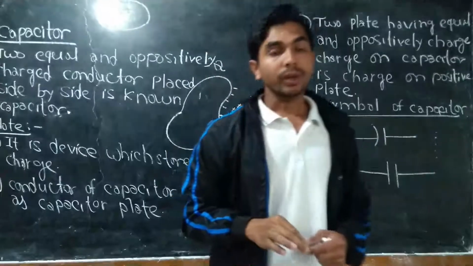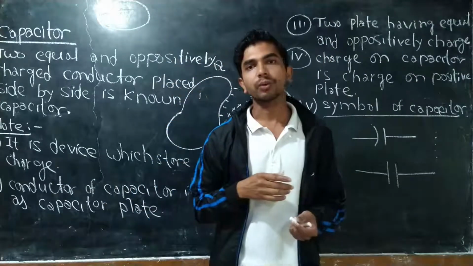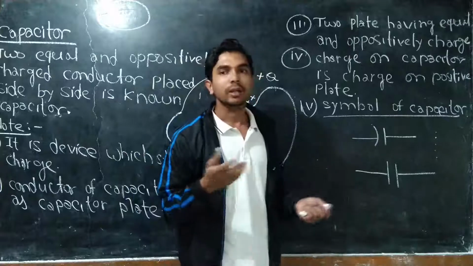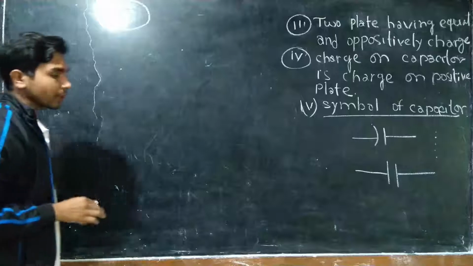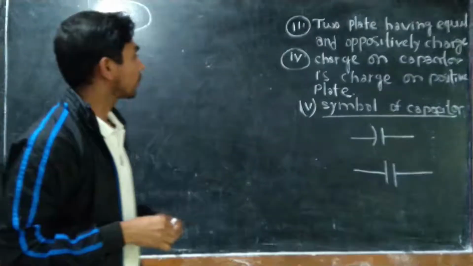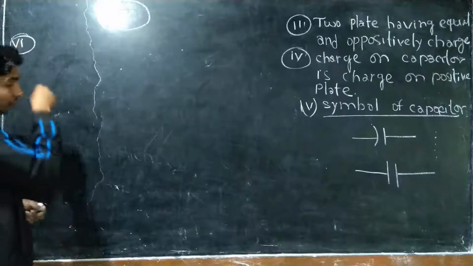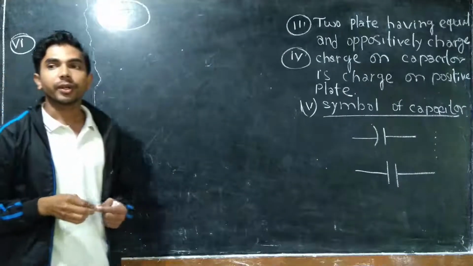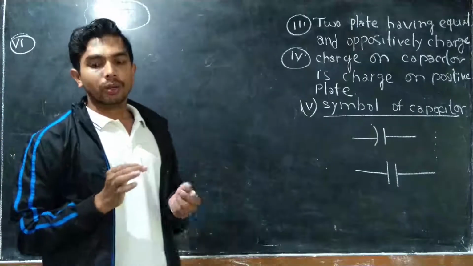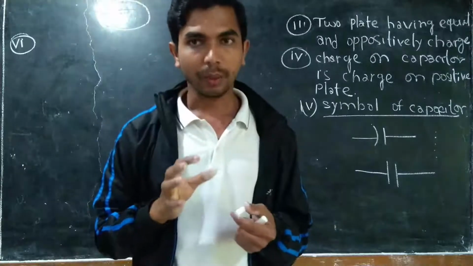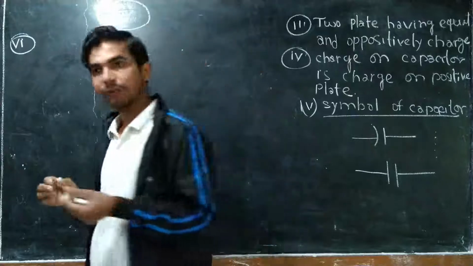Now the fifth point is a very important point. With the help of the fifth point we are going to define another thing. Next we are going to discuss the sixth point. What is the sixth point? The charge on a capacitor is directly proportional to the potential difference across the capacitor.